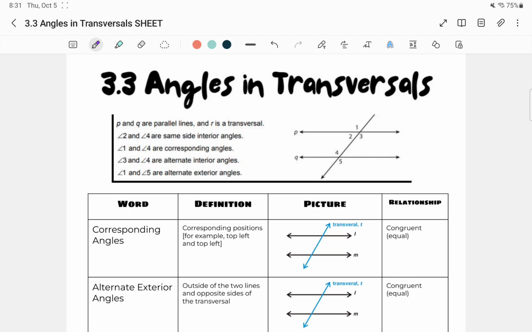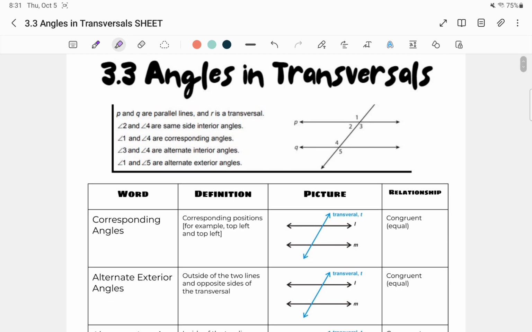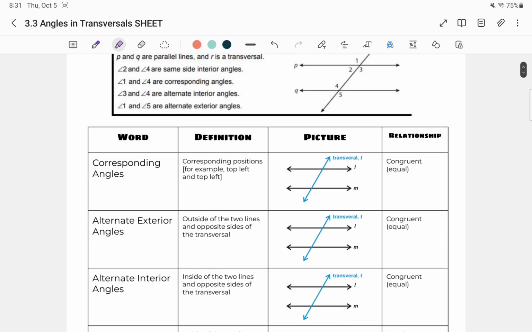So go ahead and grab two highlighters from the basket. I'm going to go ahead and use purple and blue. I'm actually going to use 4 different colors for the corresponding, but it's okay that you only have 2.